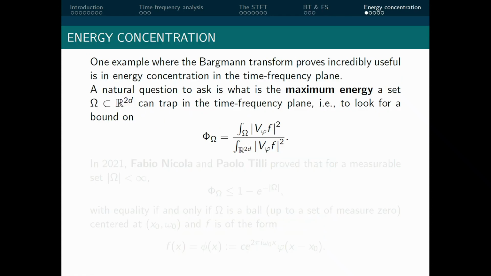And so this, for example, was used in 2021 by a couple of authors, who were asking themselves about the energy concentration of the short-time Fourier transform of a function. If you have a set in the time-frequency plane, or in R^d, and you integrate the modulus squared of a function over that set, that would be the energy. That's what we said before.